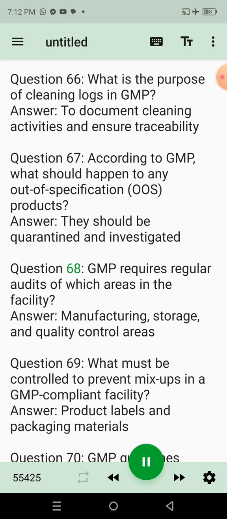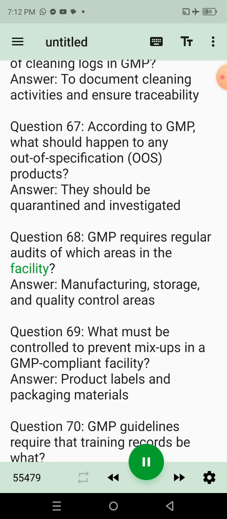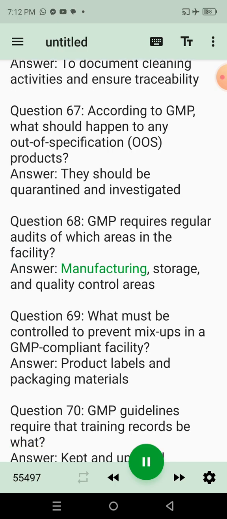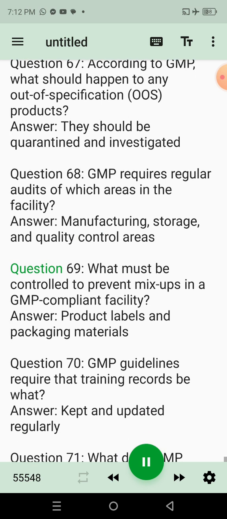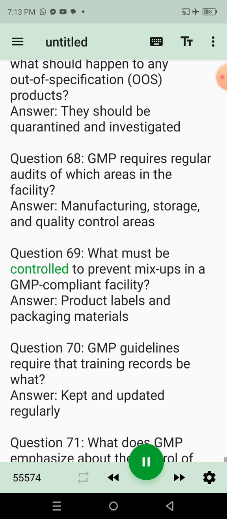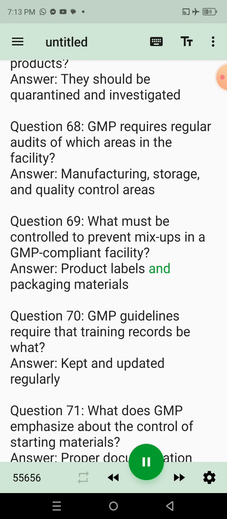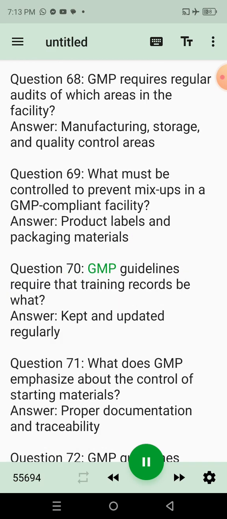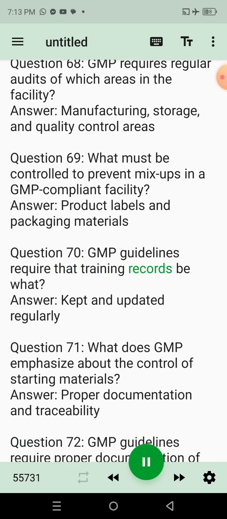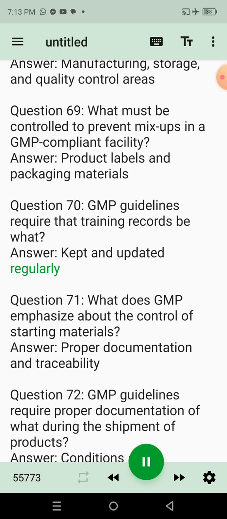Question 68. GMP requires regular audits of which areas in the facility? Answer: manufacturing, storage, and quality control areas. Question 69. What must be controlled to prevent mix-ups in a GMP-compliant facility? Answer: product labels and packaging materials. Question 70. GMP guidelines require that training records be what? Answer: kept and updated regularly.